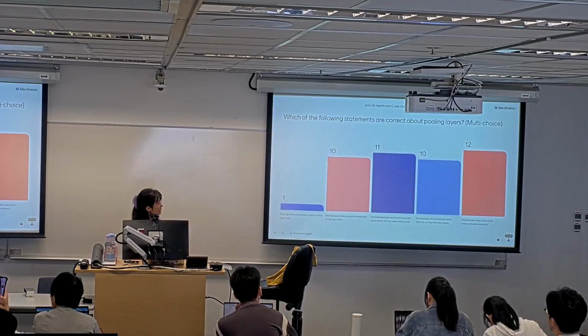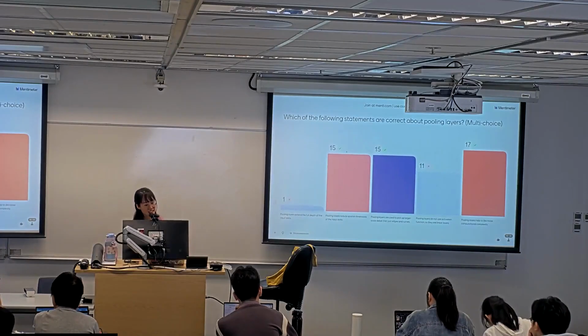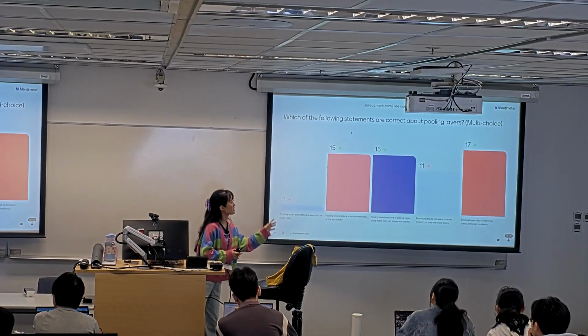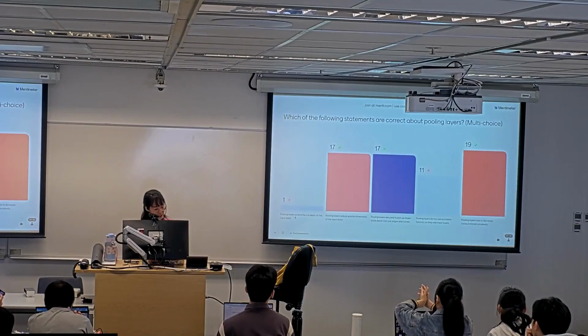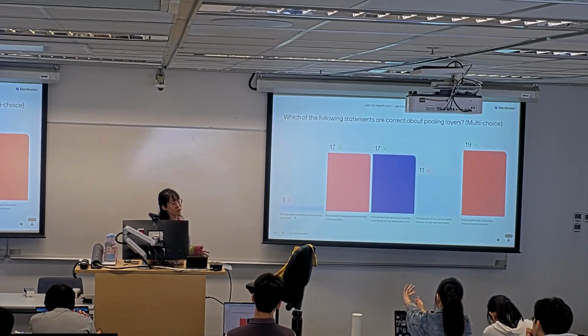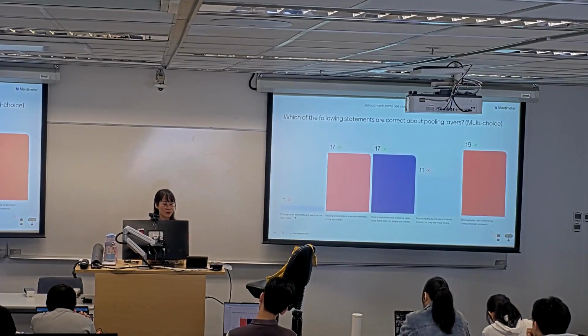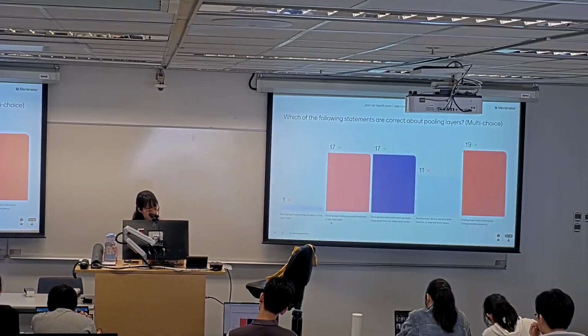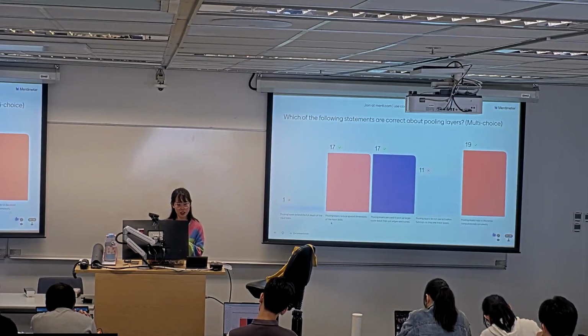All right, let's directly check the correct answer. The correct answer would be the second, third, and the last. So let's analyze them one by one. First, the pooling layer extends the full depth of the input data. This is wrong. We know that the pooling layer will not change the depth of any input. Basically, it just manipulates the image size, the depth won't change. Secondly, the pooling layer reduces the spatial dimension of the input data. Yes, that's the usage of the pooling layer. It reduces the spatial dimension, that is the size of the output.